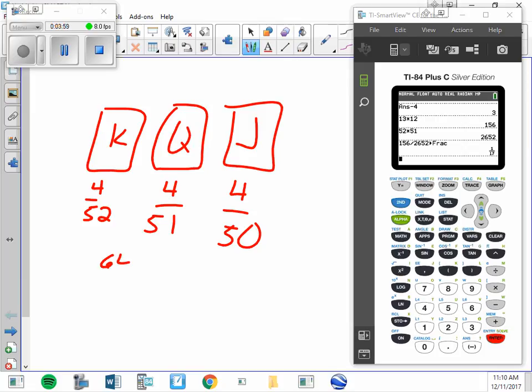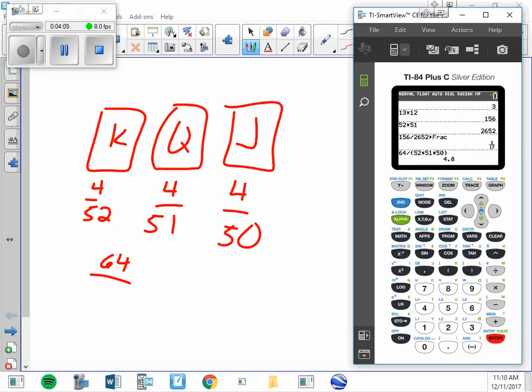So 64 divided by 52 times 51 times 50. Yeah, that's... So, is that what you got? 64 over... Yeah, it's 0.00048. I won't even turn it into a fraction because the bottom is so big. All right.